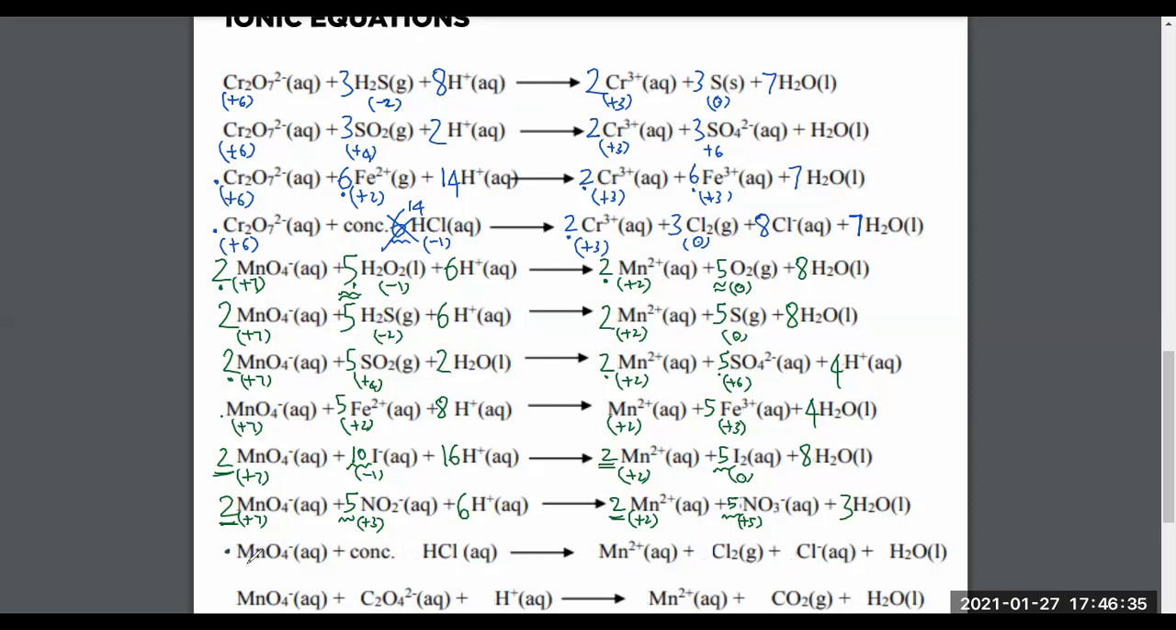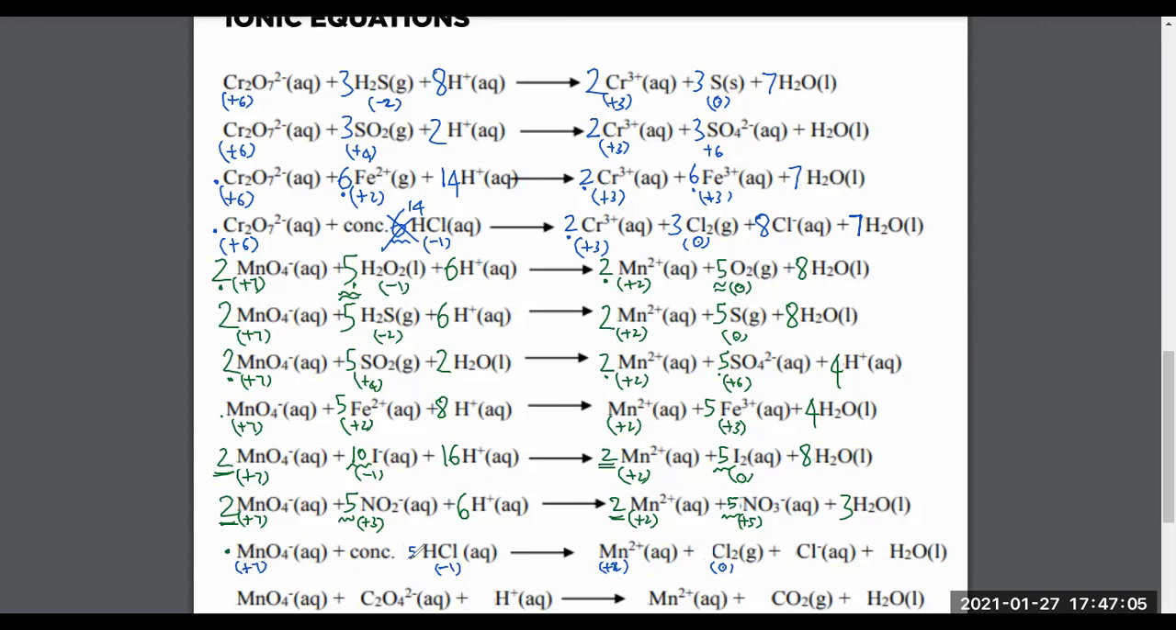Here manganese, and chlorine is -1 in this one, and then chlorine goes to 0 in this one. All right. Manganese from +7 to +2. What's the difference? The difference is 5. So I'll put that 5 small like this. Right. And chlorine from -1 to 0, the difference is 1. Manganese, we have only 1 here.